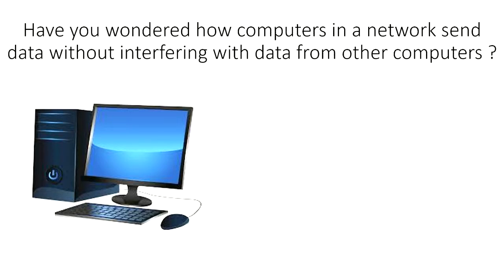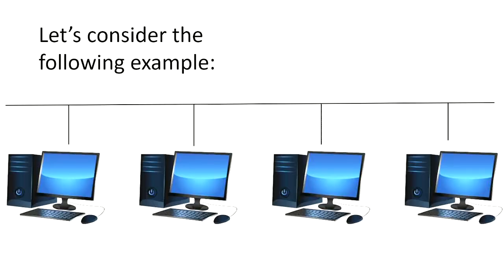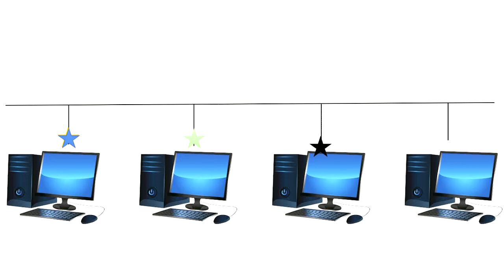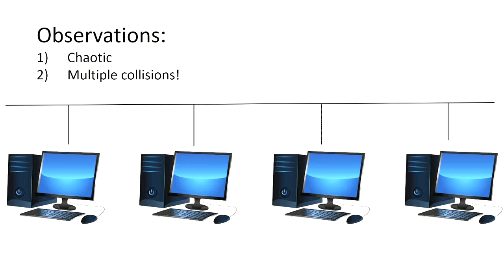So let's begin with a question. Have you ever wondered how computers in a network can send data without interfering with data from other computers? Now, if you look at this example, say we have more than 8 computers on a bus, but we're only looking at three or four of them. What we can observe is it was very chaotic. There was no order, no rhyme or reason. Whenever any computer wanted to send data, it was sending. And if you notice, there were multiple collisions, and at the same time, multiple data streams were being passed on the bus, which is not ideal and which is actually not possible.